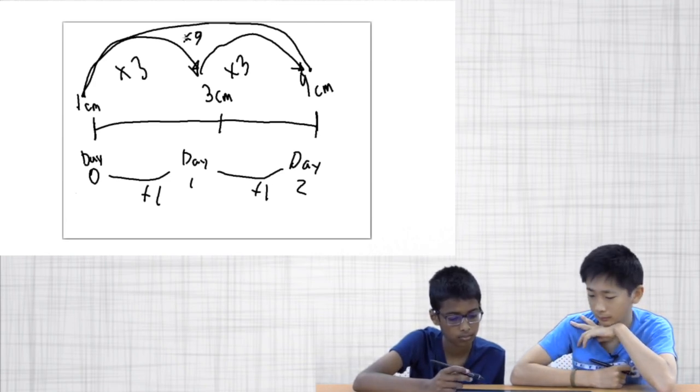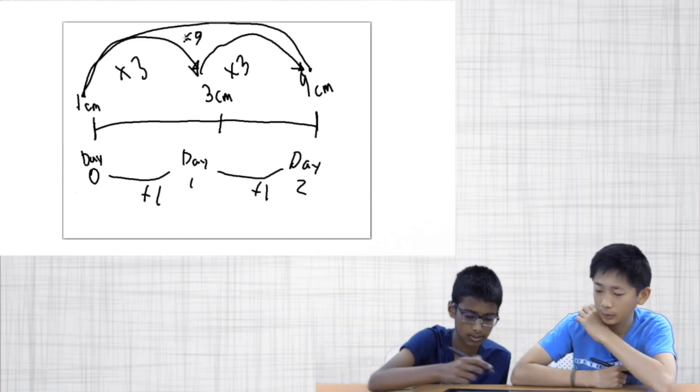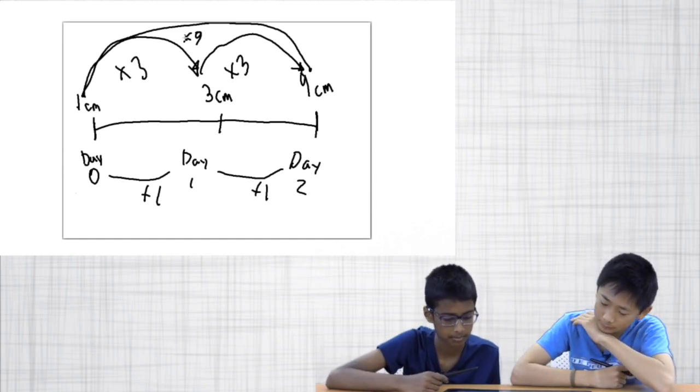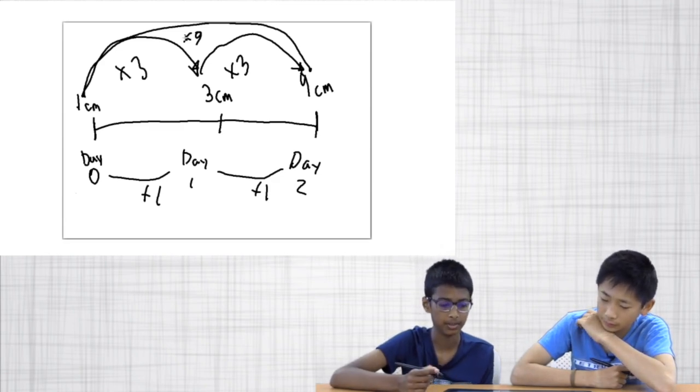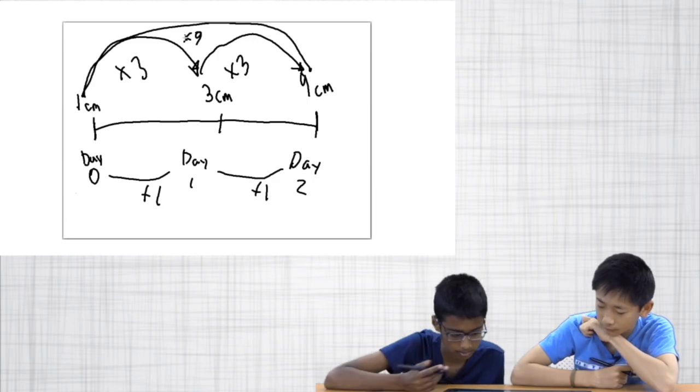Can you explain it to me in sort of a groups of language? So there's 3 groups of 3. 3 groups of 3 groups of what? 1 centimeter. What is the height on day 0? 1 centimeter.